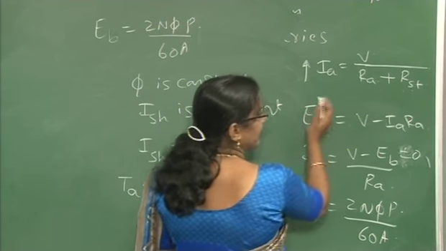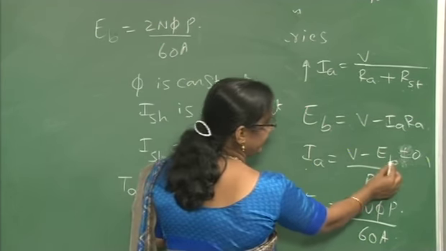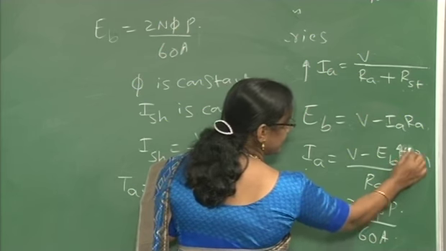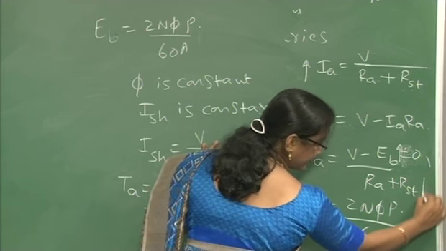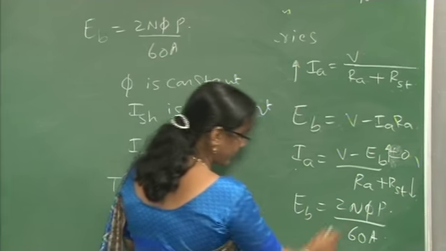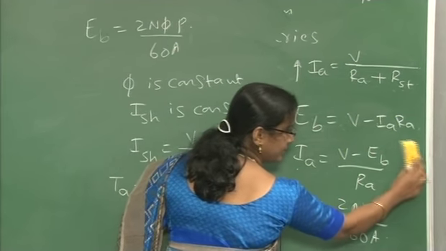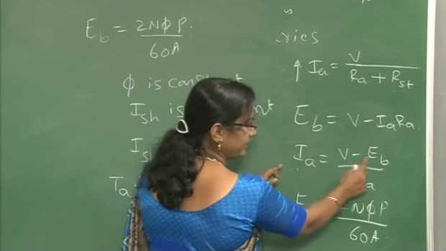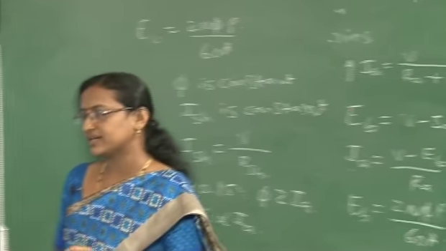What will happen as the motor picks up speed? EB increases. In this case, you are going to reduce this RST, and then when the motor picks up full speed, you are going to make RST equal to 0. Then IA is equal to V minus EB divided by RA. This is the concept of the starter.